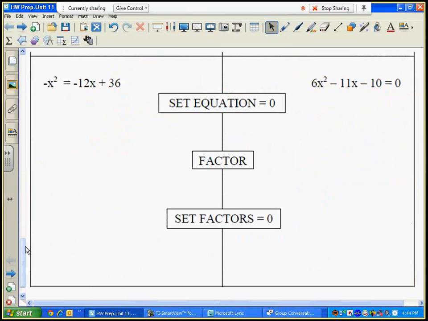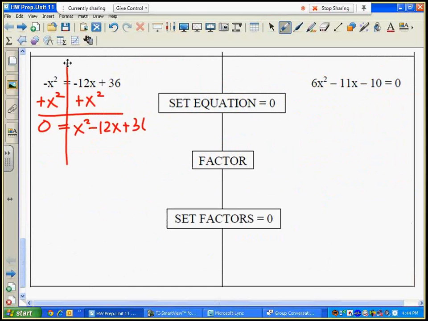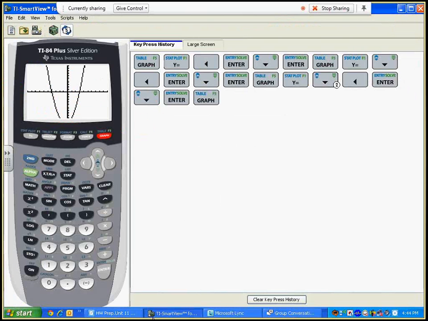All right, last two problems. Negative x squared equals -12x plus 36. Let's add that x squared to both sides. I'm going to make sure I put it in the correct order. So I'll do the x squared first, then the x term, then the one that doesn't have an x. Okay. I'm also going to take a little sneak peek at my calculator here and see what the answer should be.